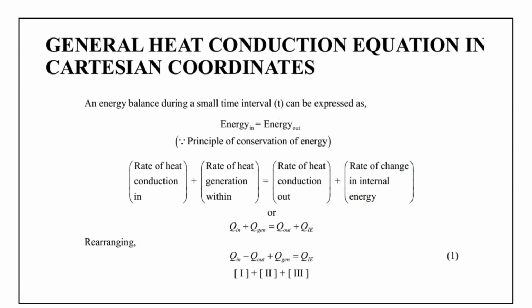General heat conduction equation in Cartesian coordinates. An energy balance during a small time interval Δt can be expressed as energy in plus energy generated equals energy out plus change in internal energy. Rate of heat conduction in plus rate of heat generation within equals rate of heat conduction out plus rate of change in internal energy. Or Q in plus Q generation equals Q out plus delta E. Rearranging, Q in minus Q out plus Q generation equals delta E. Or 1 plus 2 plus 3 equals delta E.